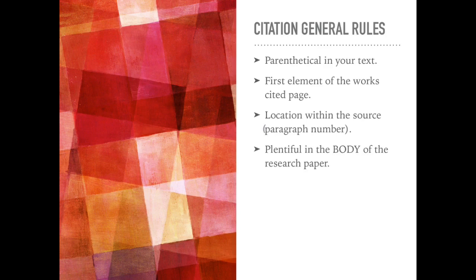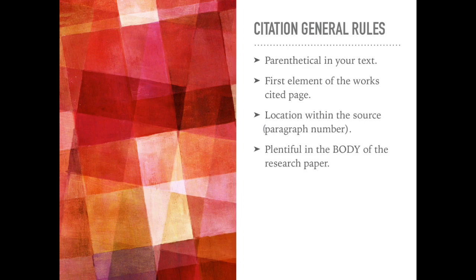For other sources that are what we call unsigned sources, that will be the title of the article or the title of the source. After that name, whether it's the article name or the author name, I should also see the location within the source that I can find that information. So often that will be a paragraph number because it's usually going to be an article that you're citing.